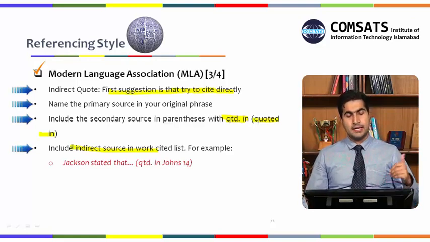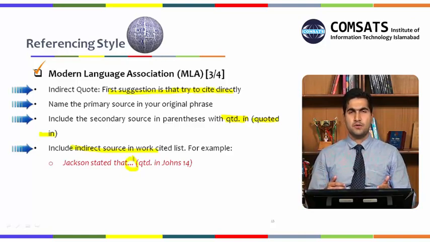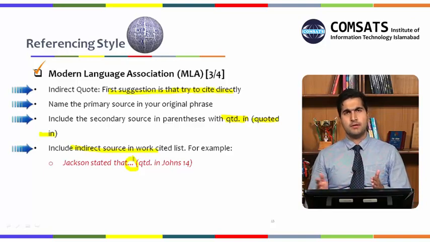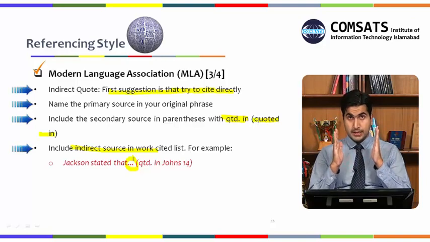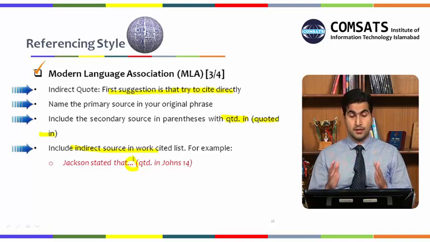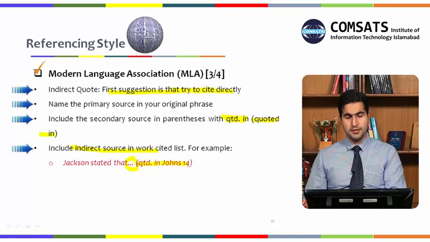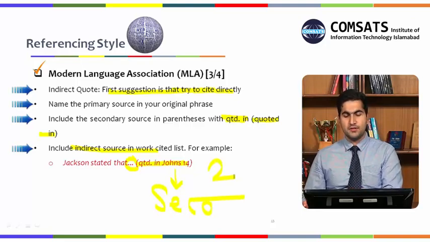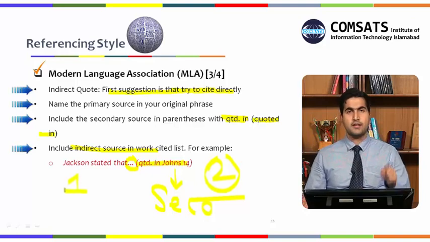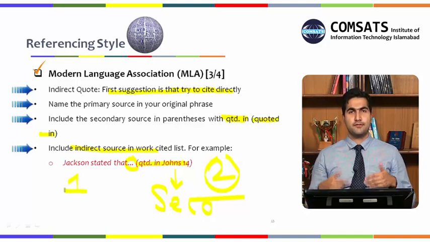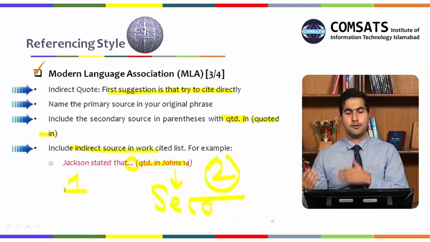Jackson stated that, and then the 3 dots basically refer to the text which Jackson has pointed out. Right now we have used an ellipsis just to make things easy and simply lead you towards the thing that has to be understood. So, quoted in Johns, qtd. in Johns, this becomes the secondary source. This is the secondary source, this is the primary source, and you will be the tertiary source, because from you the information will be transferred to other people.